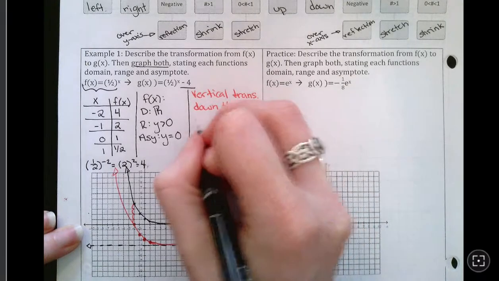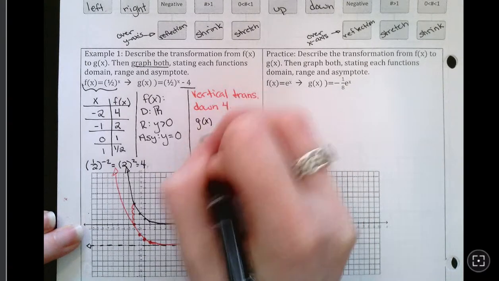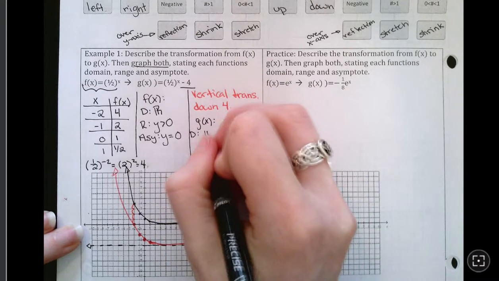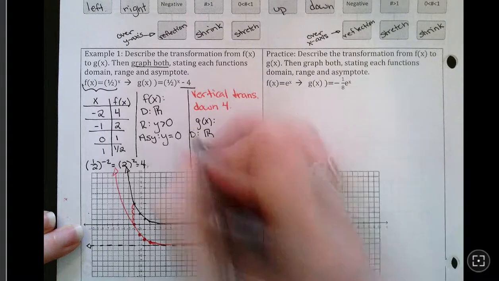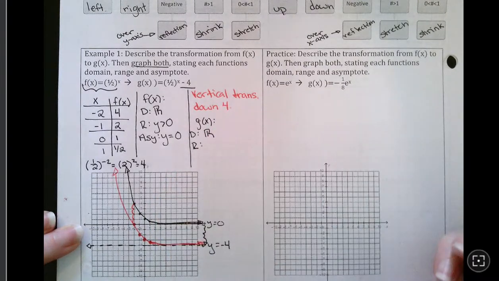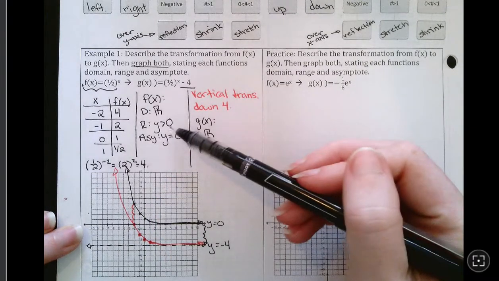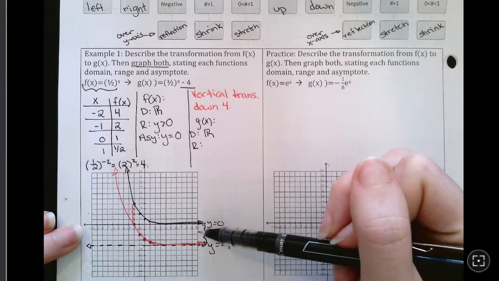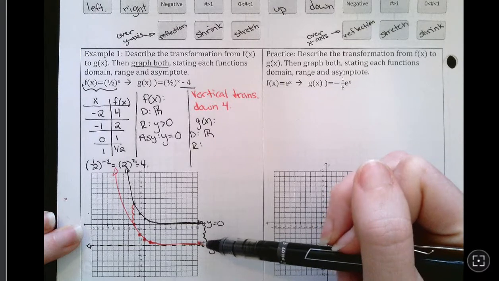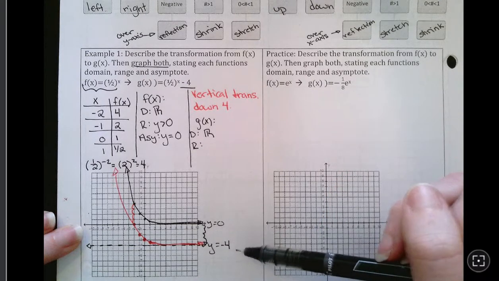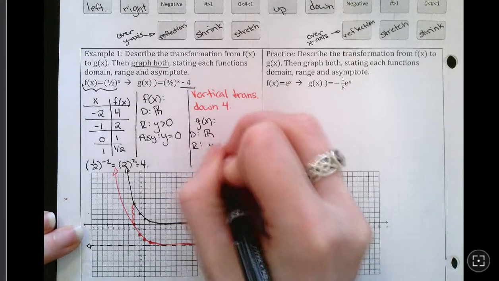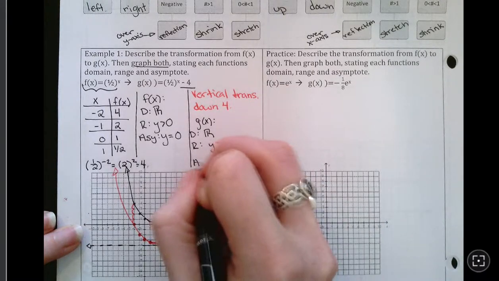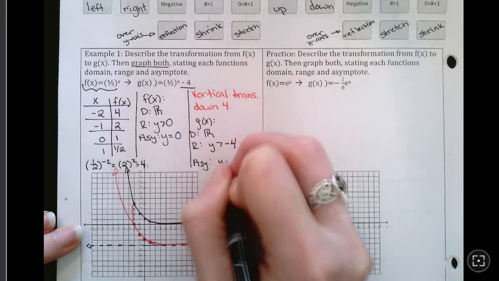So up above here, for g of x, well, domain is not ever really going to change. It's going to be all real numbers unless it's a real-life situation. Our range here, well, it was at 0 because that's where my asymptote was before, but now I've moved it down 4. I can have the values negative 1, negative 2, negative 3, all the way up until just before negative 4. So y is greater than negative 4. Lastly, that asymptote, we already talked about it. Y equals negative 4.